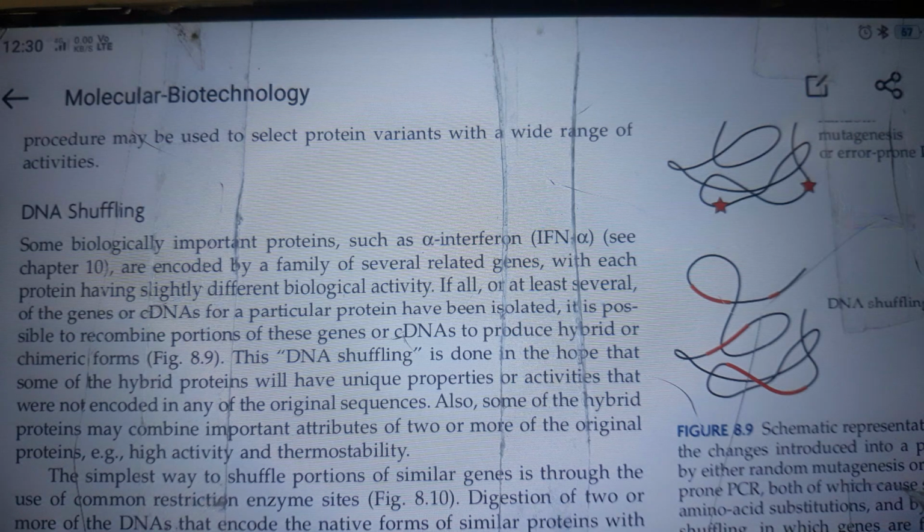We are on the subject of molecular biotechnology, and in particular, we're on the topic of directed mutagenesis and protein engineering. On to the subject of DNA shuffling.